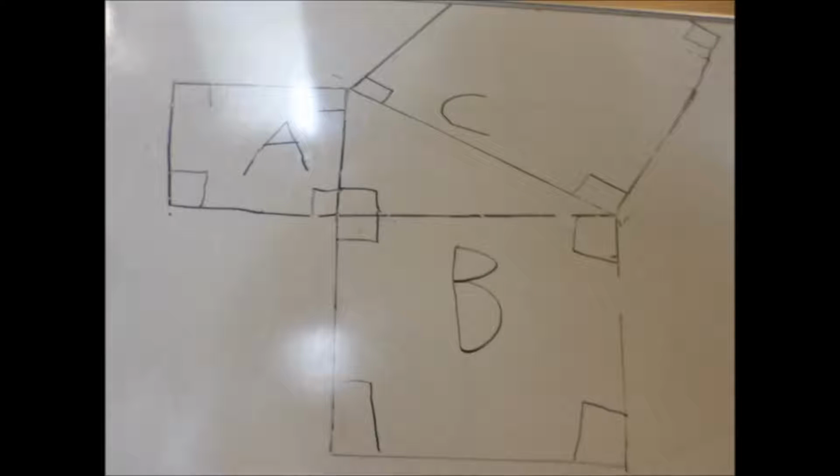Here we have squared the side lengths A, B, and C. They are squared because they each have 4 90-degree angles and have equal sides. We now see that triangle A, B, and C is a right triangle because it has a 90-degree angle.